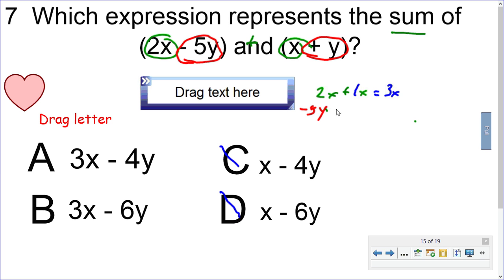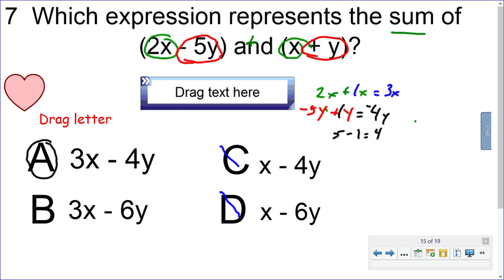So we have like terms here. Notice I'm gathering my like terms, and notice that y has no number in front of it, so it's one little y, and I have negative 5y plus one little y. And remember the rules for addition of signed numbers. If the signs are different, subtract the numbers. So 5 minus 1 is 4, and choose the sign of the larger number, which would be negative. So that would be negative 4y. So our answer is going to be 3x and a negative 4y, which would be choice letter A.